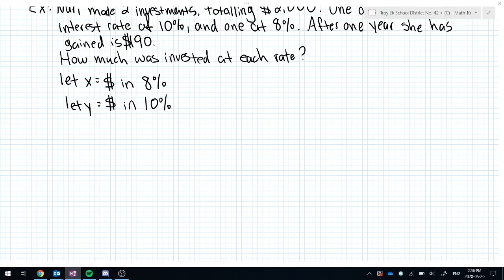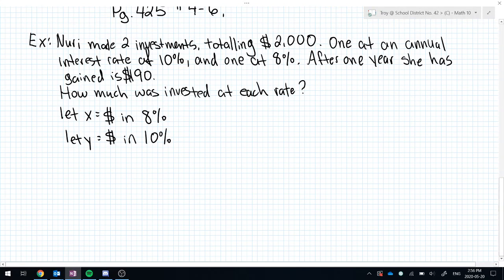Well, we know that both x and y together have to total $2,000. She only put in $2,000 combined between both these accounts, so we know that x and y together have to add to 2,000. So how do we put that down in an equation? Well, it's pretty straightforward. All it's going to be is the amount of dollars from the 8% plus the amount of dollars from the 10% have to equal 2,000. Whatever money she put into x and whatever money she put in y, together they have to be 2,000.